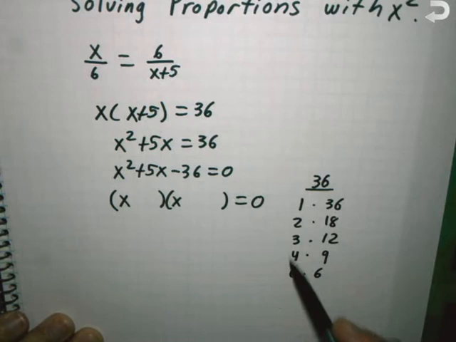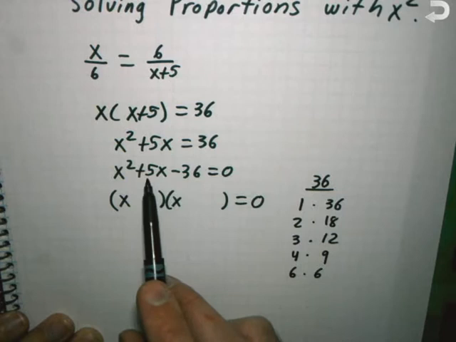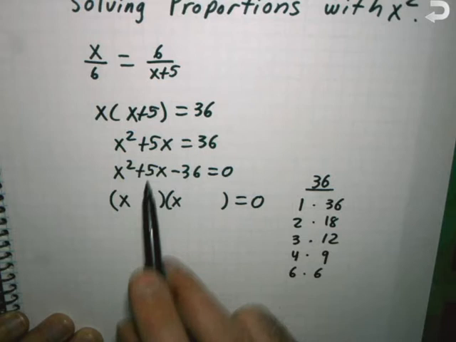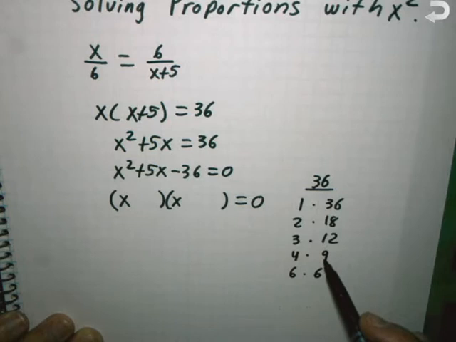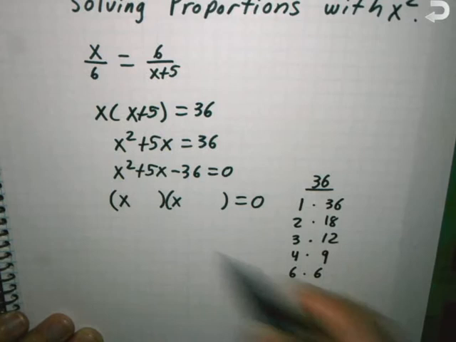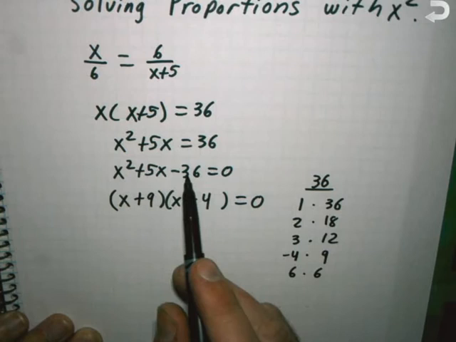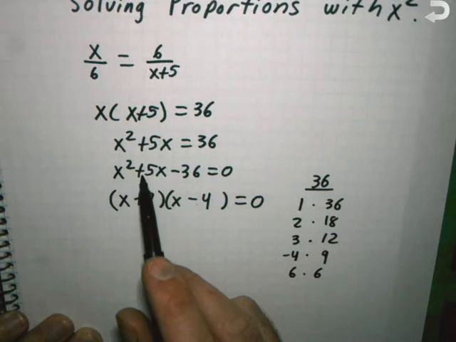Now, what combinations of these multiply to give you negative 36 and when combined give you positive 5? Well, let's see. Factors of 36 that subtract and give you 5 are going to be your 9 and your 4. We want it to be positive, so this one has to be positive. So plus 9 and minus 4. Double check that. Whenever you multiply, you get negative 36. Whenever you combine those, you get your positive 5.